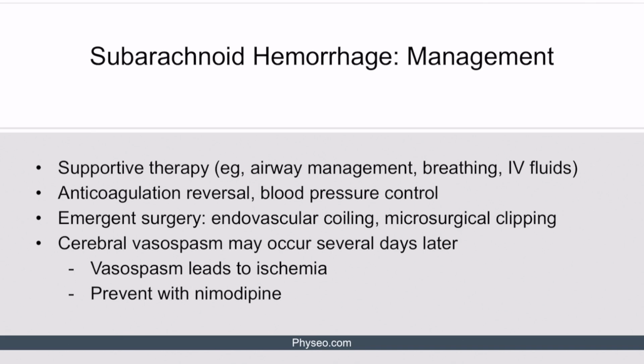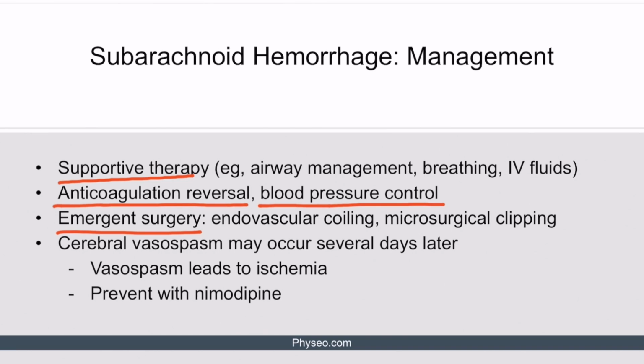Treating a subarachnoid hemorrhage should begin with supportive therapy, meaning the clinician should provide airway management, ensure there is adequate breathing, and administer intravenous fluid. Anticoagulation reversal and blood pressure control should be performed. If emergent surgery is indicated, there are two surgical procedures that can be used to stop the bleeding. These are endovascular coiling and microsurgical clipping.